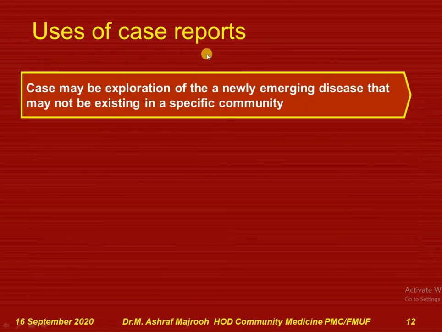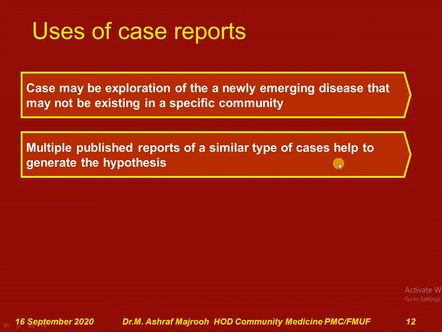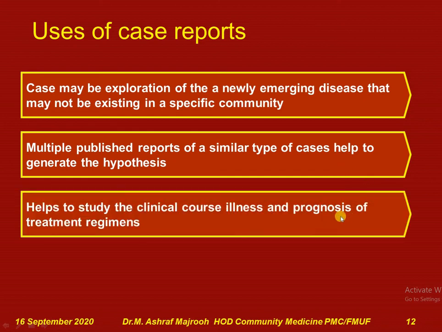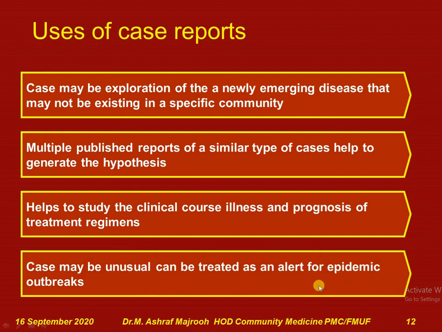Then the uses of the case report are very important. A case may be an exploration of a new emerging disease that may not be existing in a specific community. Multiple published reports of similar types of cases help to generate the hypothesis, and help to study the clinical course of illness, prognosis, and treatment regimes. A case may be unusual and can be treated as an alert for epidemic outbreaks. So these are very important uses of case reports.